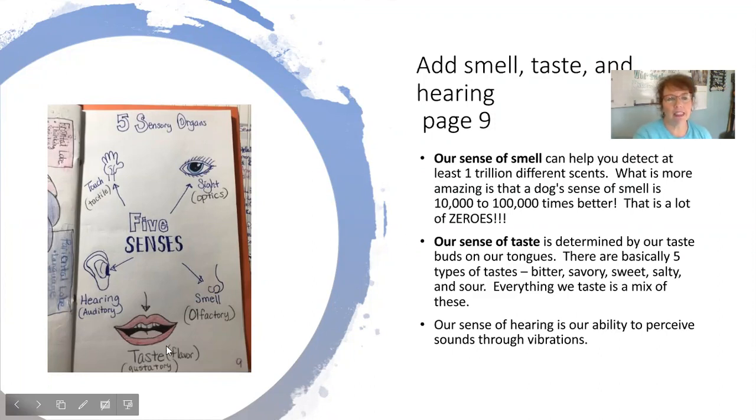The next one would be our sense of taste. Our sense of taste is determined by 5 different types of taste buds that we have on our tongue. They're built in. You're made that way, and your brain already knows what to do with that information. It's so amazing. How does my brain know that I don't like slimy tomatoes? I don't know, because other people do. They love them. I wish I loved them. They're good for you. But we have, on our tongue, bitter, savory, sweet, salty, and sour. Everything we taste in the world is a mix of these 5 things.